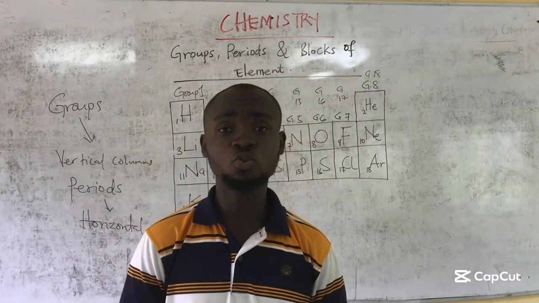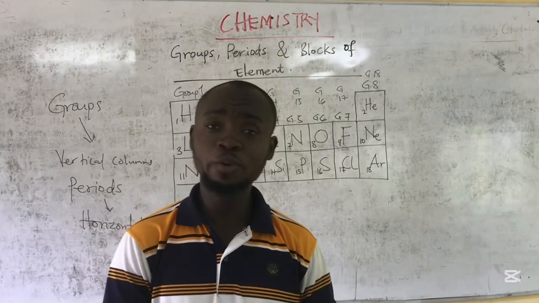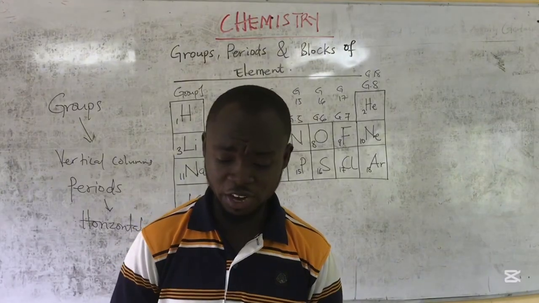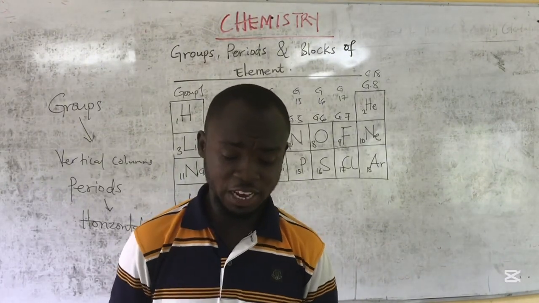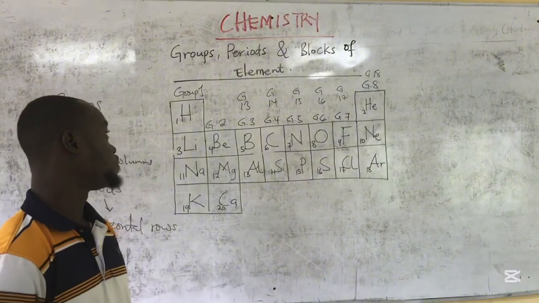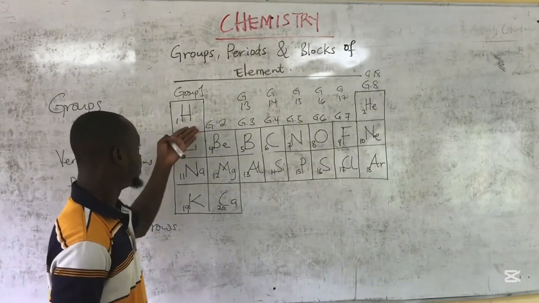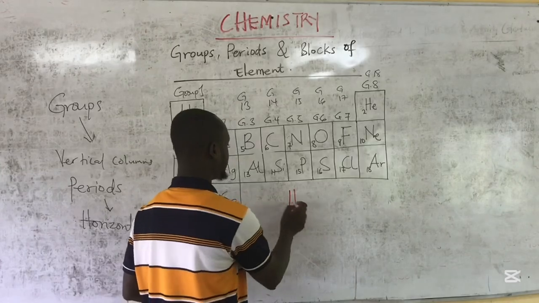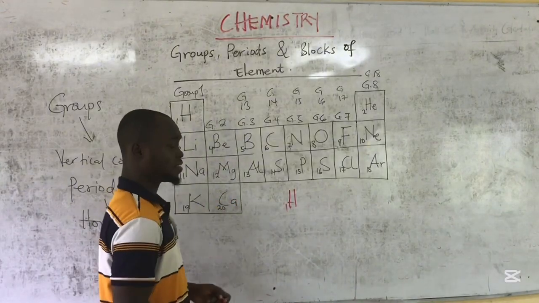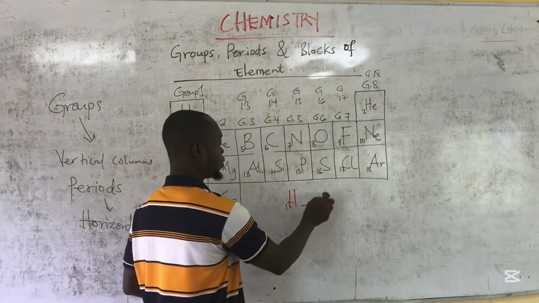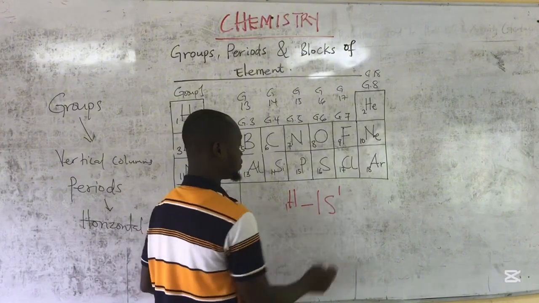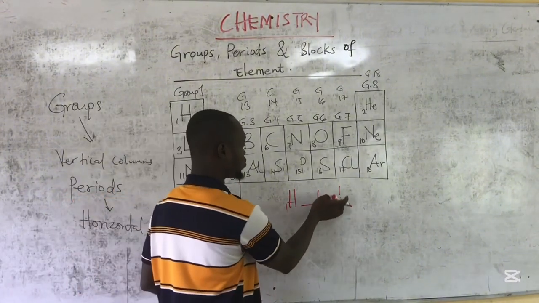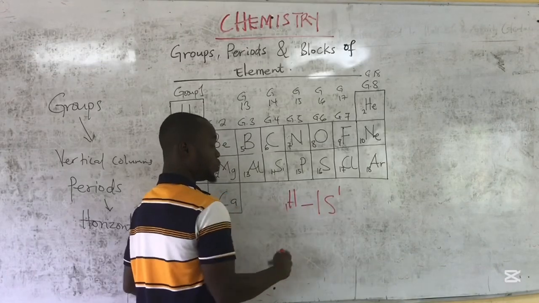How do you identify the group and period of an element on the periodic table? Let's take one element here, hydrogen. Hydrogen has a configuration of 1s1. Is that okay? So over here, hydrogen has only one electron, so we won't talk much about it.